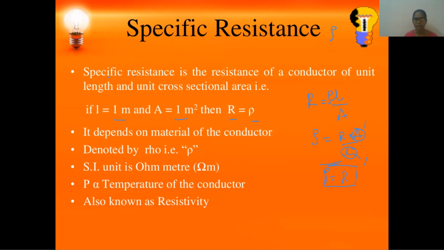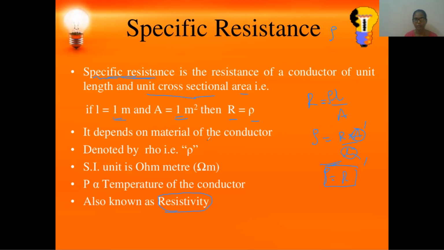So specific resistance is also called resistivity. Both symbols are the same. Resistivity is also called specific resistance. It is the resistance of a conductor of unit length and unit cross-sectional area. That is called specific resistance. Specific means we are specifically representing 1 and 1 for the area and the length. That is what we call specific resistance.